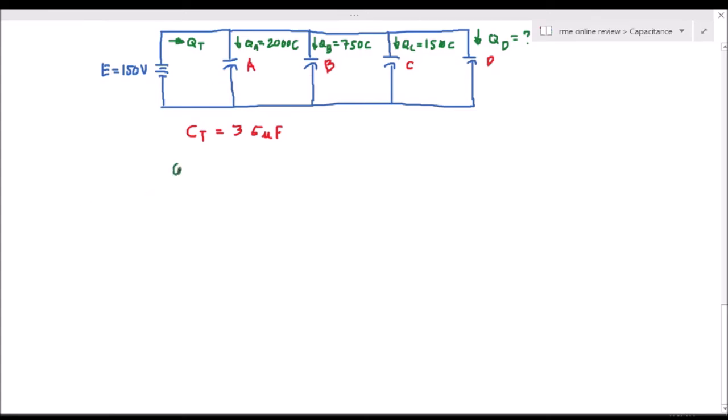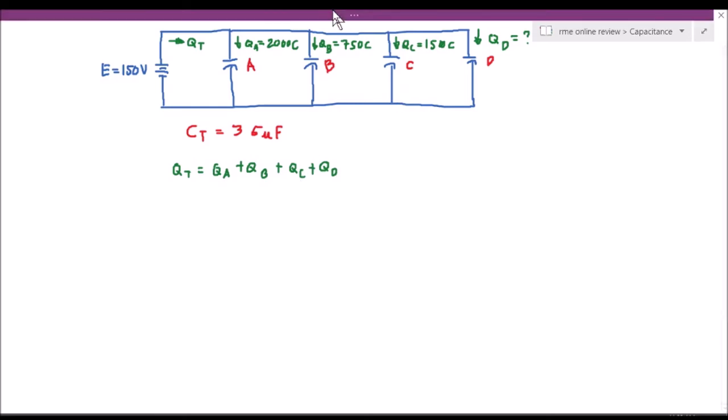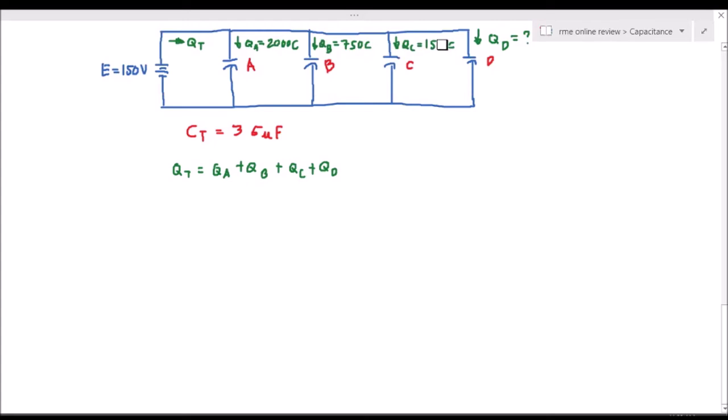So when it comes to charge, the total charge QT is equal to the sum of the charge in individual branches. So that is QA plus QB plus QC plus QD. So we have the value of QA given, 2000 coulomb. QB is also given, 750 coulomb. QC is also given, which is 1500 coulombs. So let's rewrite that one. 1500 coulombs, and we are looking for QD.